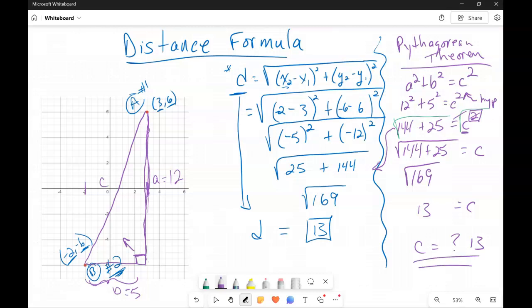So you see the distance formula version, you see the Pythagorean theorem version. Both of these can be used to find the distance between 2 points in any setup, whether it's perfectly horizontal, perfectly vertical, or on an angle, which is the specific case when you would want to use the distance formula.